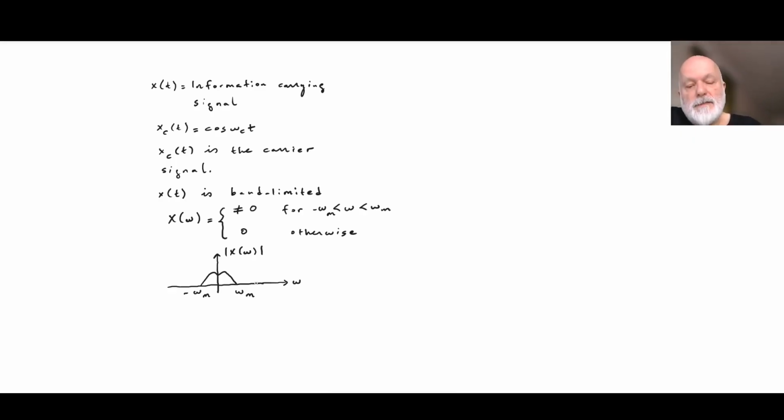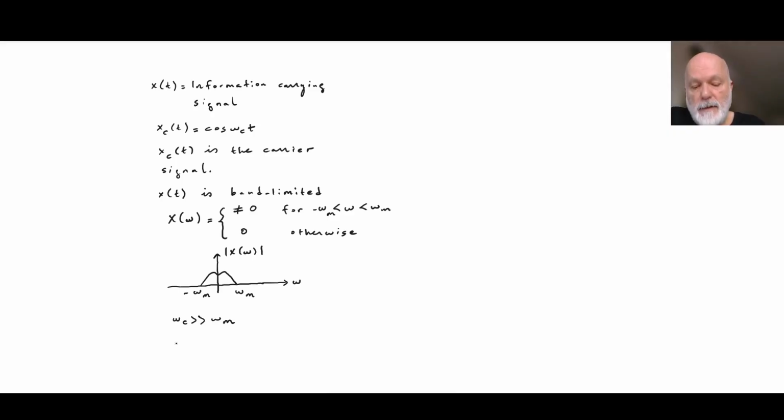Now, omega c here is chosen much greater than omega m. What is omega c? Omega c is the carrier frequency, and it is chosen by paying attention to the fact that it should be much greater than the highest frequency in the Fourier transform of x of omega, the non-zero highest frequency component.